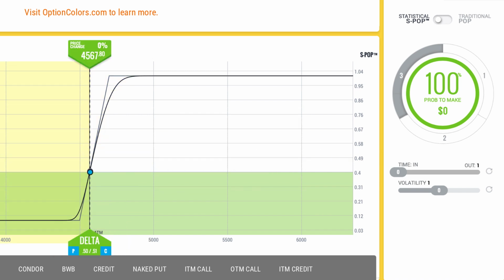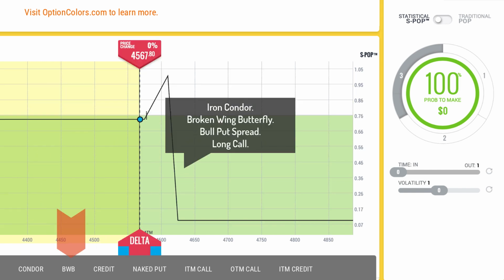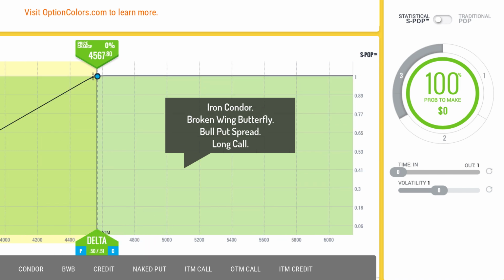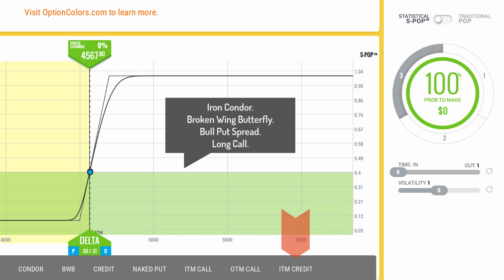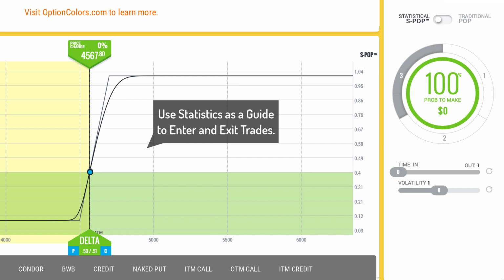So what I've done is I've built some sample trades that people are doing really short term. Here's a condor, broken wing butterfly, credit spread, naked put, a long call, another long call, and then an in the money credit spread. So there's different options for you, and you'll see how you can actually analyze any kind of trade that you want and bring in statistics, and use these statistics as a guide on how much to invest, when to exit, when to enter, etc.